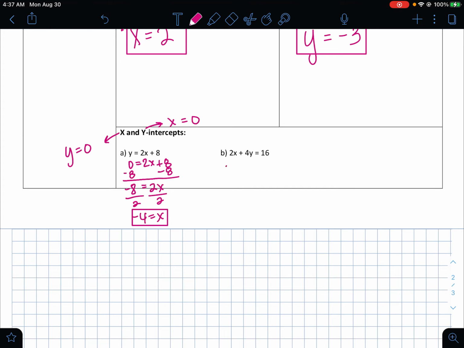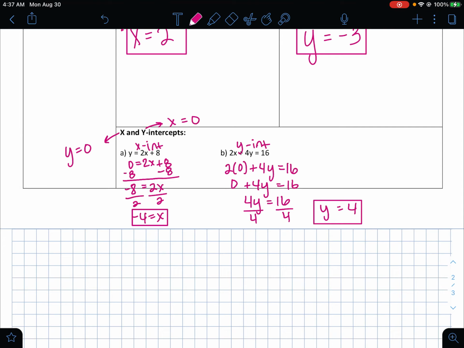Okay, so we have 2 times 0 plus 4y equals 16. So for this one, we're going to try the y-intercept. So we found the x-intercept for this one. Now let's just practice finding the y-intercept over here. Okay, so 2 times 0 is 0. And then to get 4y by itself, we can just get rid of that 0 because 0 doesn't equal anything. And then we're going to divide both sides by 4, and then we get y equals 4. So the y-intercept for B is 0. I'm sorry, the y-intercept for B is 4.